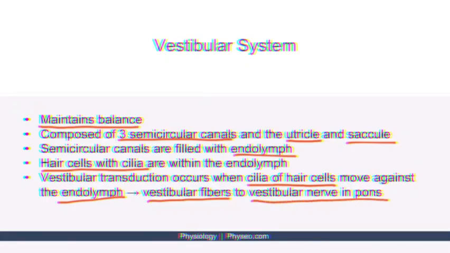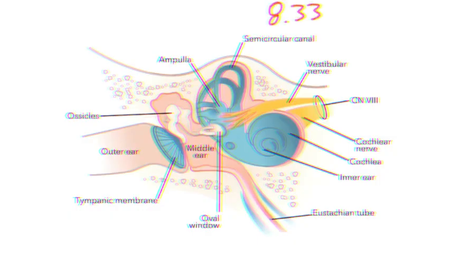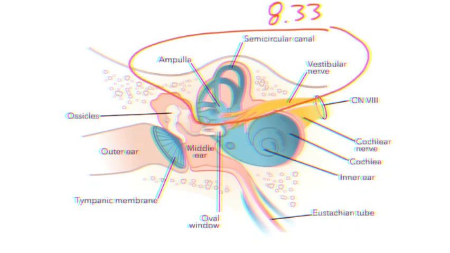So let's draw this out. So here's figure 8.33 from your text. So now we will focus on just the vestibular system right there. We mentioned that the vestibular system is composed of the 3 semicircular canals, as well as the utricle and the saccule. Now the utricle and saccule are in this region, but what you really need is a very basic understanding of just the semicircular canals.